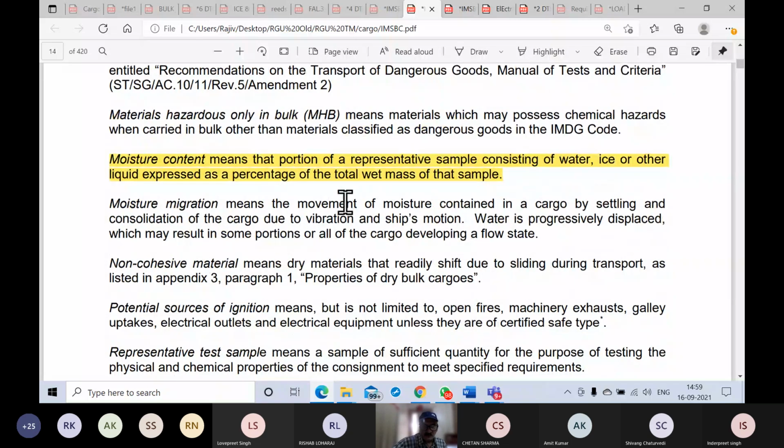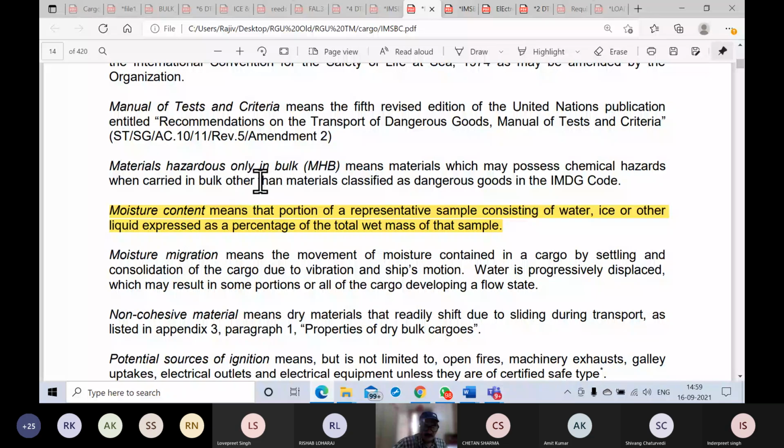Then the concern regarding moisture. Before that, this one, material hazardous only in bulk, MHB. We had talked about it. Some of us over here were aware of it also, but it is defined as materials which possess chemical hazards when carried in bulk, other than materials classified as dangerous goods. Then it is classed as MHB, materials hazardous only in bulk.